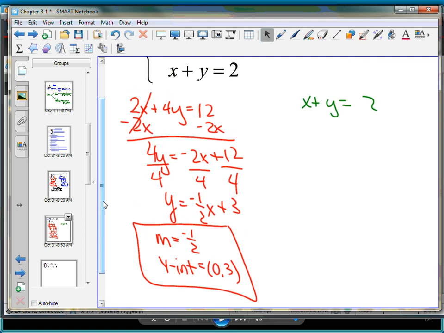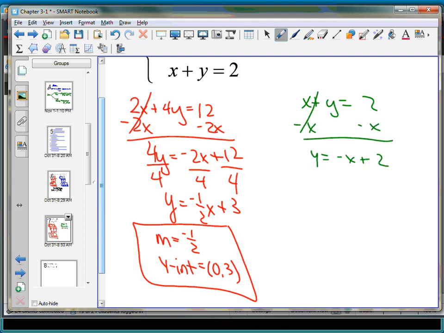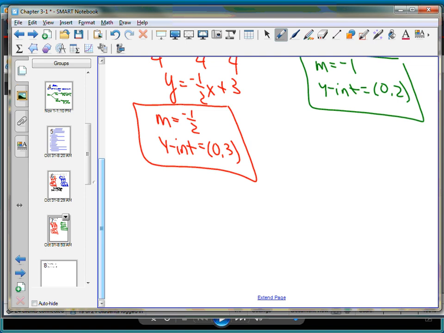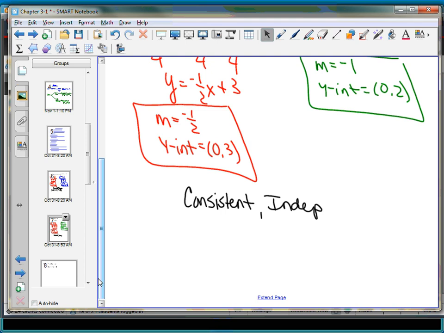Okay, go to the green one over here. What do I do? Subtract x, and I have y is equal to negative x plus 2. What's my slope? Negative 1. What's my y-intercept? 0, 2. Box it in. Are my slopes the same or different? They're different. So what's my type of solution? Consistent, independent.